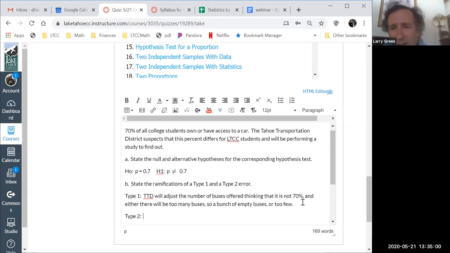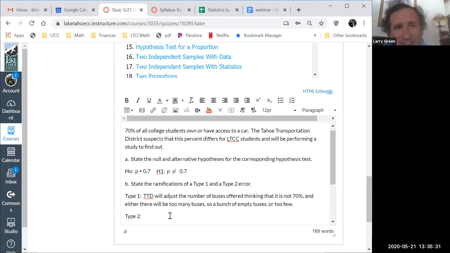Okay, so type 2 error, what does that mean? Okay, and by the way, LTCC students get a free ride. You may not know this, so does everyone else. Right now, buses are free in Tahoe. So they've gone to that, and I think it has to do with coronavirus. They didn't want to handle money. It was too dangerous. So just to let you know, whether you're a student or not, you get a free bus ride. I figured I'd let you know that.